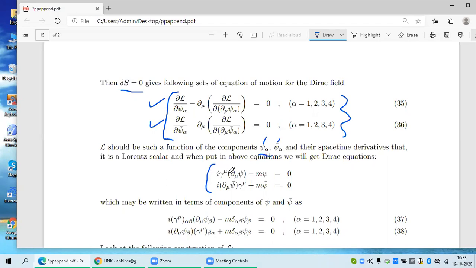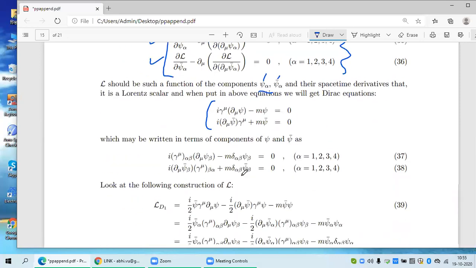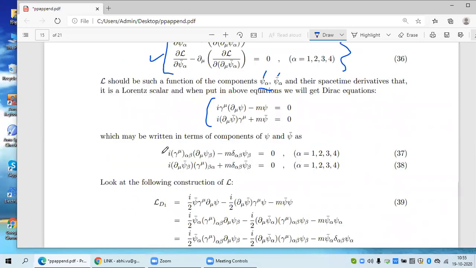But these equations are written in terms of Chi, so let's write it in terms of its components. Now look at this carefully and try to see whether these equations, when I write them in terms of components, will give you this equation. Because del mu Chi is a 4 cross 1 matrix, which contains Chi 1, Chi 2, Chi 3, Chi 4, and this is a 4 cross 4 matrix. So I multiply these matrices and write each component. So I will get this.